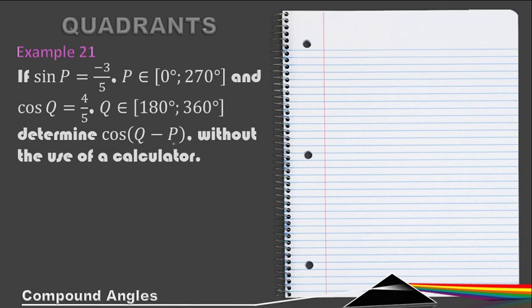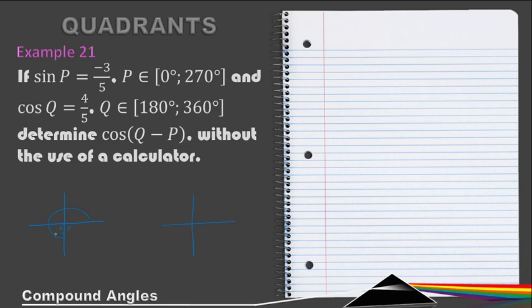Now, these are those questions where we have our quadrants, and the first thing we do is to find in which quadrant we need to work. So for this one, I'm going to use the angle of P, and this one is for my angle Q. Now, here we see that sine is negative. We know sine is negative in the third and the fourth quadrants. And from 0 to 270, that's all three of these quadrants.